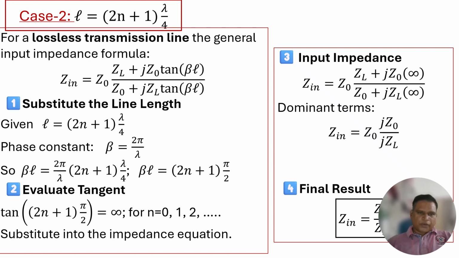Beta L is equal to (2n plus 1) pi by 2, and tan of (2n plus 1) pi by 2, that is tan pi by 2, is equal to infinity. By substituting this value in the impedance equation, Zin is equal to Z0 into jZ0 by jZL. Now Zin is equal to Z0 square divided by ZL.